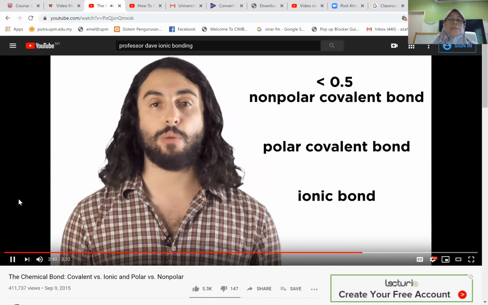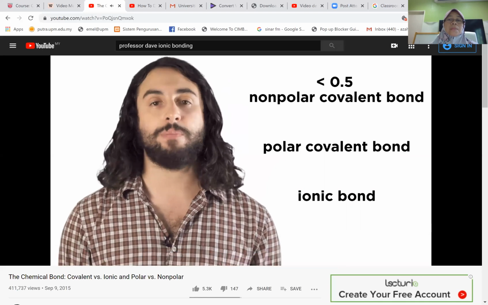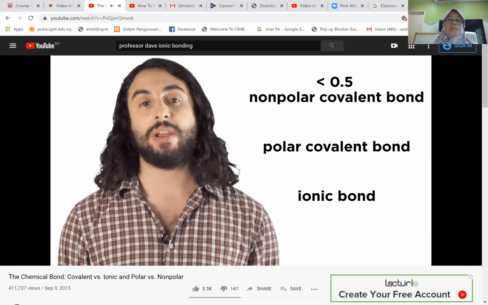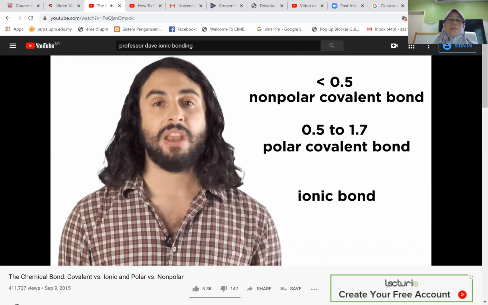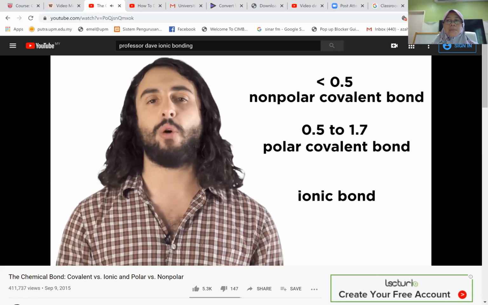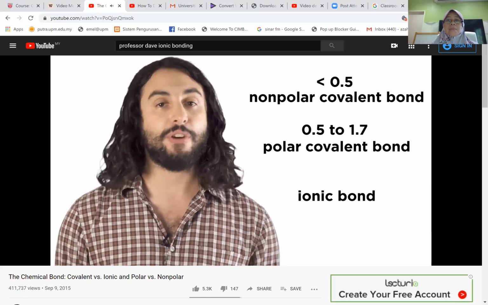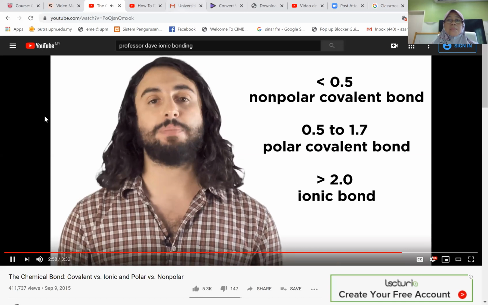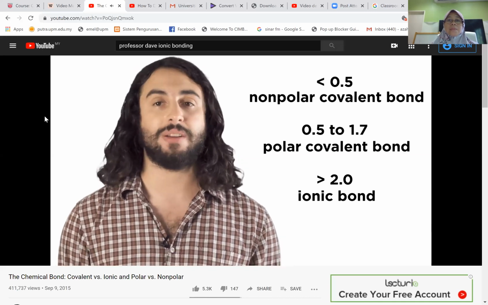If the difference is less than 0.5 or so, it will be a non-polar covalent bond where the electrons are shared evenly. If between about 0.5 and 1.7, it'll be a polar covalent bond where the electrons are shared, but one atom holds them more tightly. If above 2 or so, one atom will simply steal an electron from the other, and you'll get ions that are joined by an ionic bond.